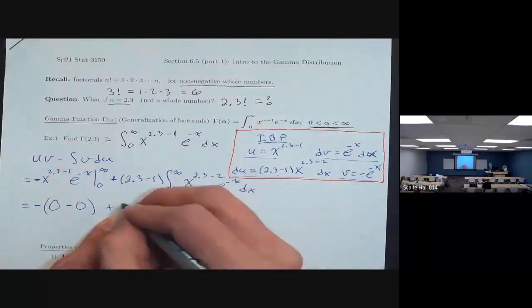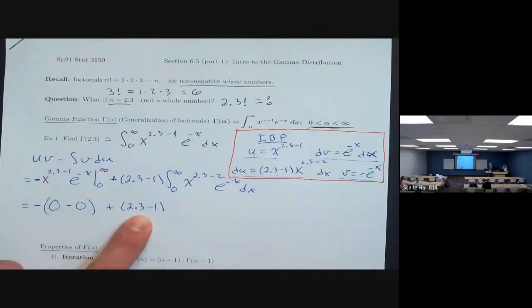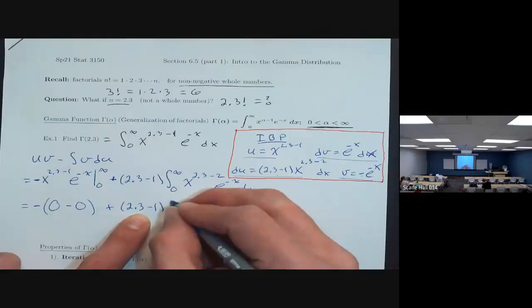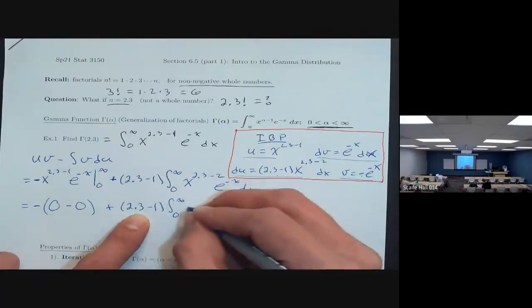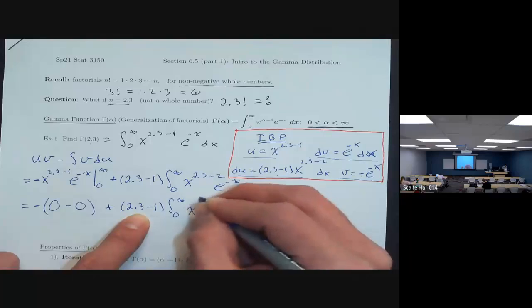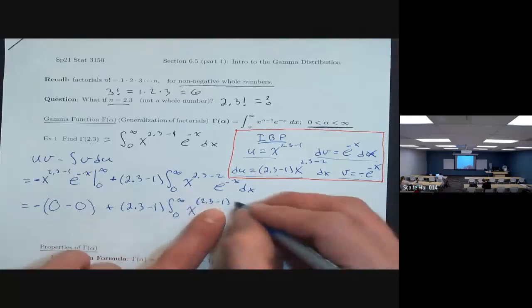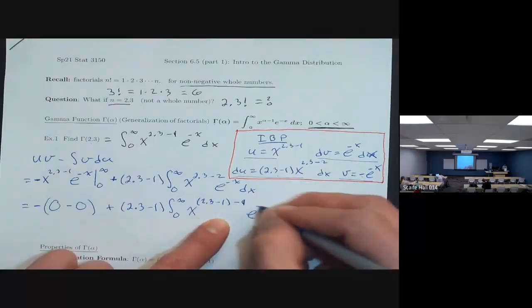And now what am I left with? This is why I did not subtract the 1. It's about to become clear, hopefully. So I have 2.3 minus 1 out in front, times the integral from 0 to infinity of x to the 2.3 minus 1 minus 1. Minus 2, I'll break it up, sorry. Minus 1 minus 1, times e to the negative x.